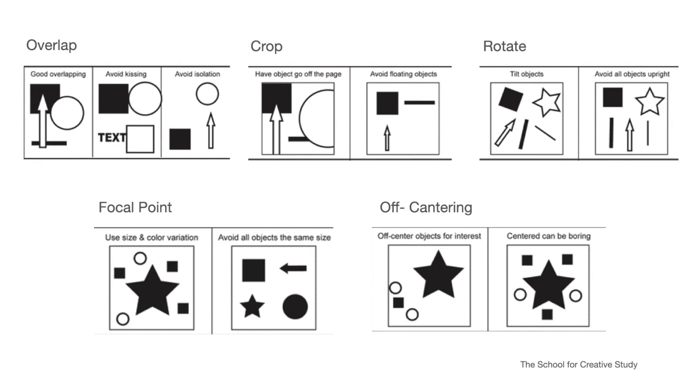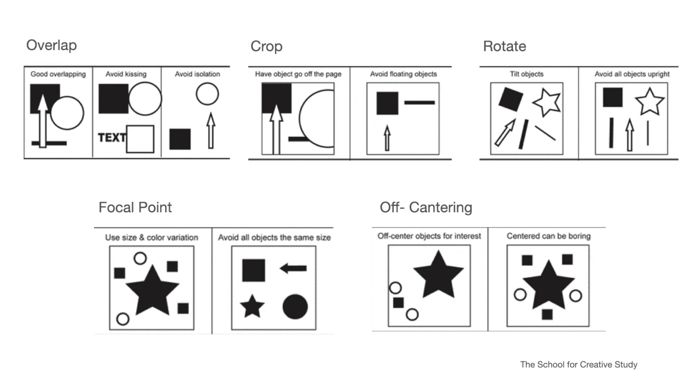So let's have a look at some composition tips. Firstly, we're going to talk about overlap. Overlap is placing objects slightly over one another. This will get the eye to move from one element to another. Objects should not touch each other by the edge, or we're going to call it kissing. Avoid isolation and build relationships between the objects.